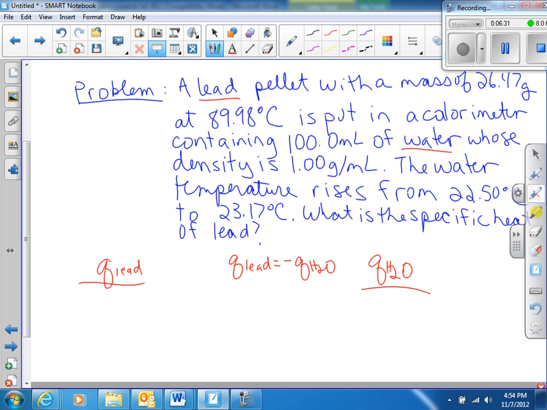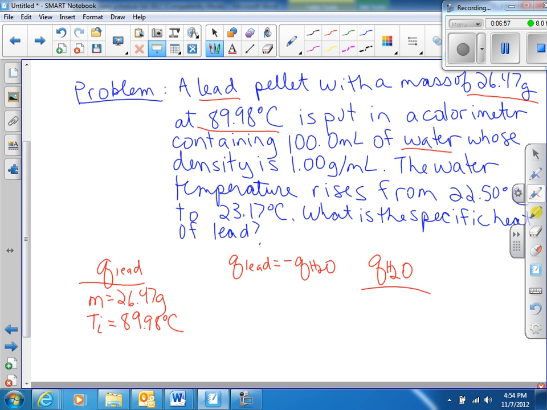And let's write down all the information we can find about each thing. So this lead pellet has a mass. We're going to put this over on the lead side. Mass is 26.47 grams. That would be our initial temperature, it is at 89.98 degrees Celsius. We put it in a calorimeter containing 100 milliliters of water.